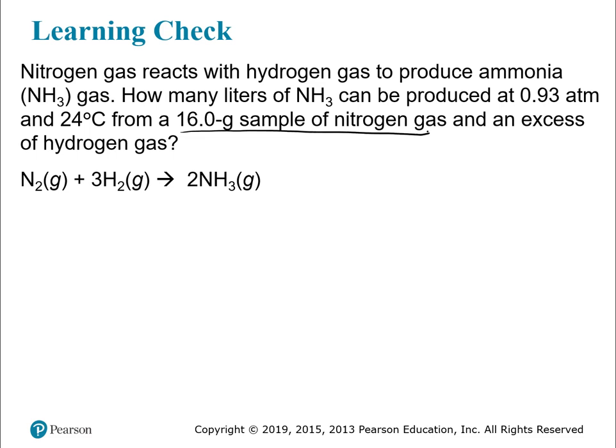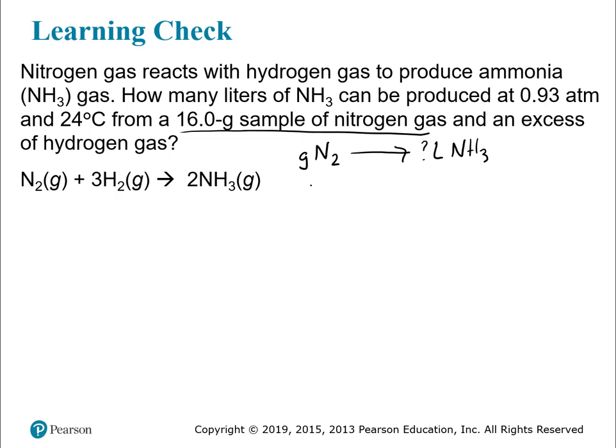We've got a 16-gram sample of nitrogen gas. And we're supposed to somehow get to the number of liters of ammonia that we can make. Let's think about this. If we were doing grams of nitrogen to grams of ammonia, we'd know how to do that. You take the grams of nitrogen, convert it to moles, convert moles of nitrogen gas to moles of ammonia using a mole-mole factor, and then use the molar mass of ammonia to figure out the number of grams.